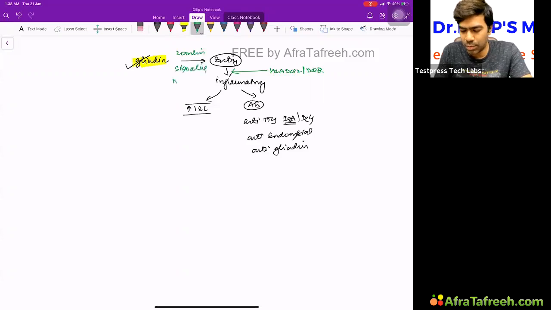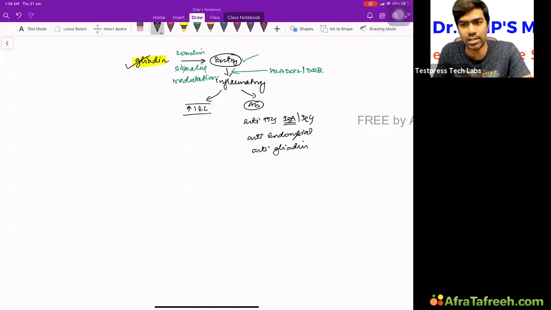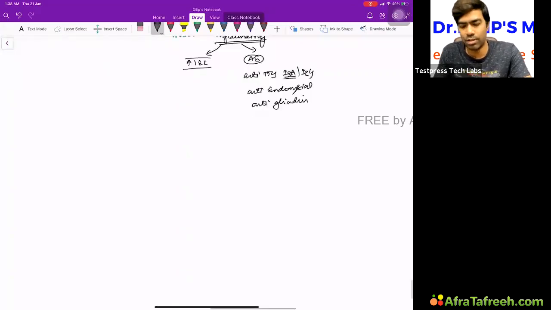Zonulin signaling will be modulated. And once the zonulin signal is modulated, they will gain entry into the intestinal lumen. Once they enter into the intestinal lumen, they're going to elicit an inflammatory reaction. To produce inflammatory reaction, your DQ2 and DQ8 are very important. Once you develop inflammatory reaction, you're going to have increased intraepithelial lymphocytes and you're going to produce antibodies.